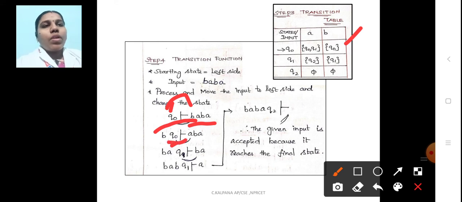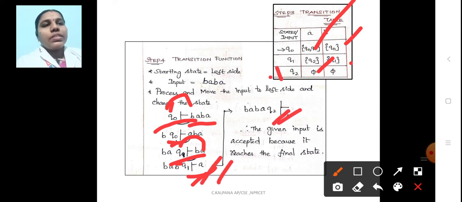Then check Q0 to A. We have two answers, one is Q0 and another is Q1. I can choose Q1 because it moves to the next state, so I eliminated Q0 here. You can choose either Q0 or Q1, but Q0 would repeat again and again. So I took Q1 as the next state. So BA, Q1. Q1 with B is Q1. First move the input to the right-hand side and then add Q1. Q1 with A answer is Q2. When the input reaches the final state, the given input is accepted. Here the final state is Q2.